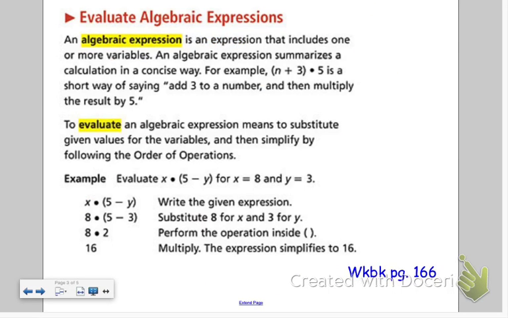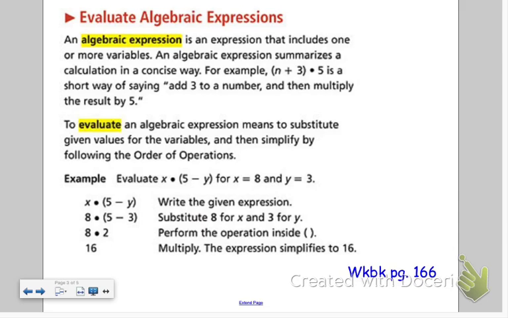Next, we're going to talk about algebraic expressions. So remember, a numerical expression had just numbers. An algebraic expression is an expression that includes one or more variables. So if there's a variable in there, if there's a letter in there, it's going to be considered an algebraic expression. An algebraic expression summarizes a calculation in a concise way. For example, n plus 3 in parentheses times 5 is a short way of saying add 3 to a number and then multiply the result by 5.